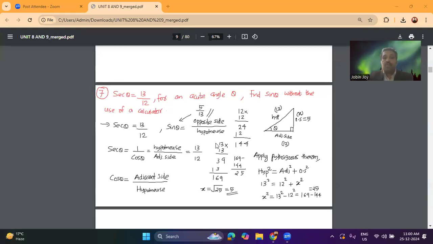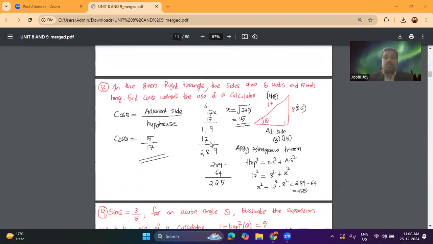Then question number 8. In the given right angle triangle, the sides are 8 units and 17 units. Hypotenuse is 17 units. This figure is given. Find cos theta. If this angle is theta, this side is opposite, so 8 units is the opposite. This is the right angle, so the side opposite to this right angle is the hypotenuse. So 17 is the hypotenuse.